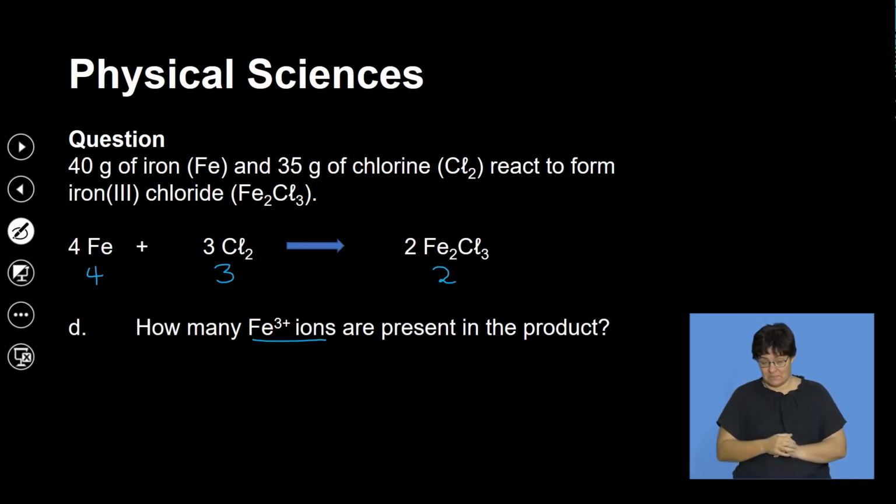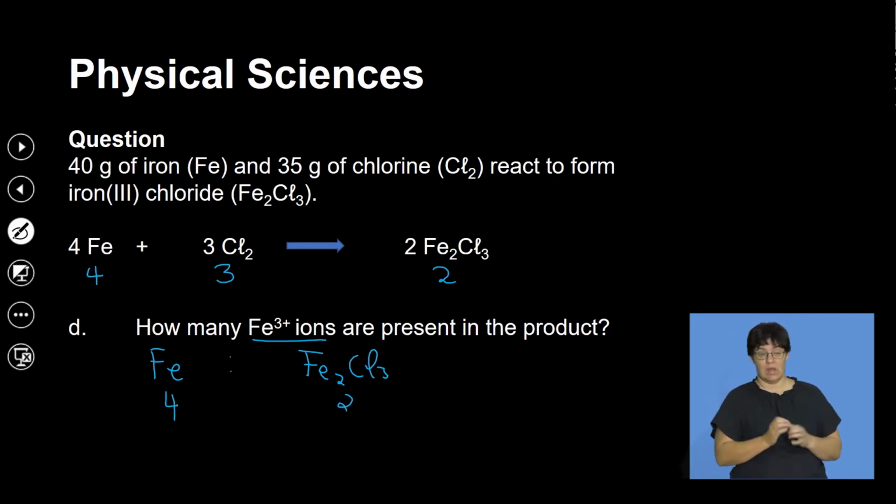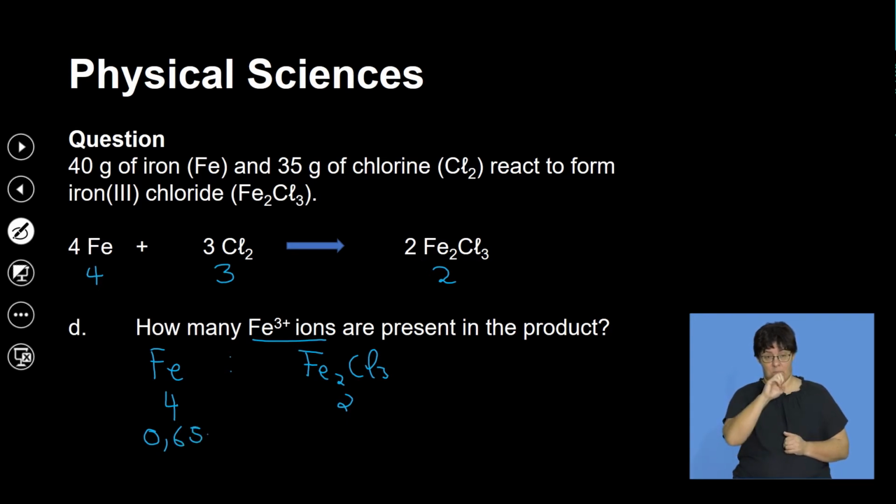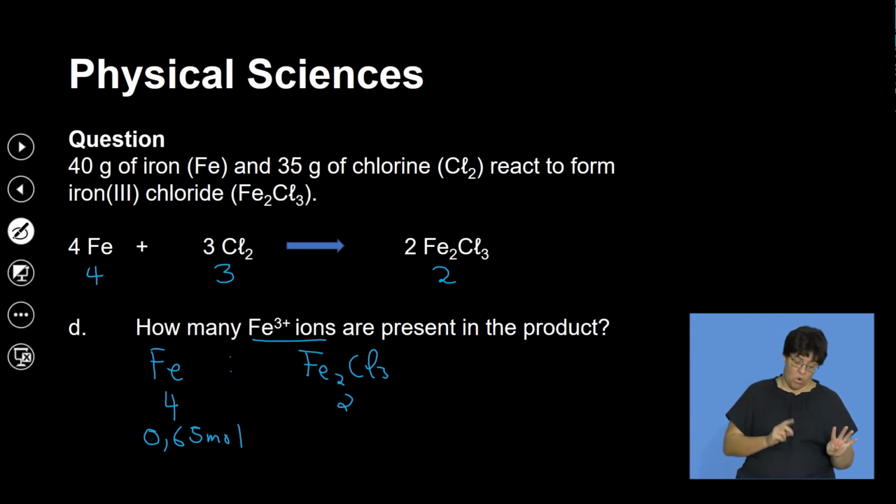So how much iron 3 chloride is formed? That's the question we want to ask ourselves. How many moles will be formed? 4 of iron forms 2. So the ratio of iron to iron 3 chloride, Fe2Cl3, is 4 produces 2. So how many moles of iron did react? We said 0.65 moles. So 0.65 will form half that, because 4 forms 2.